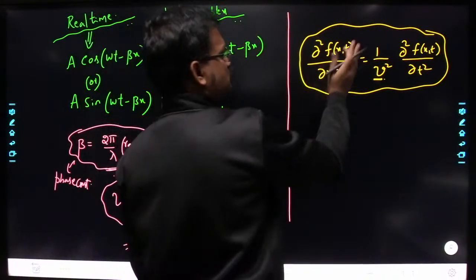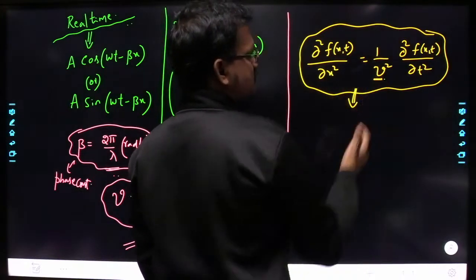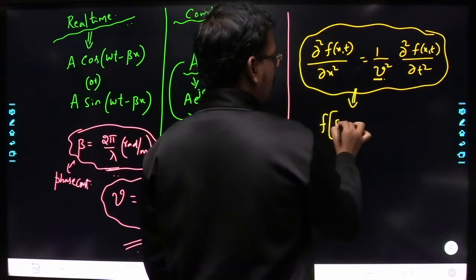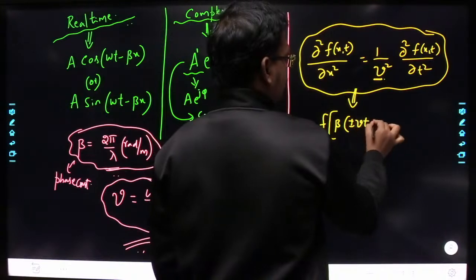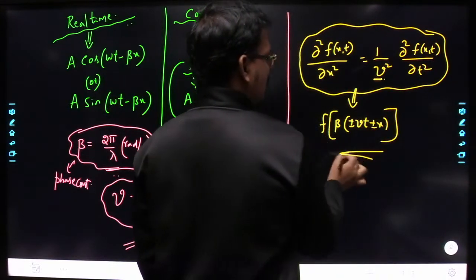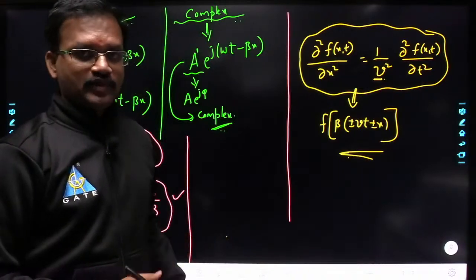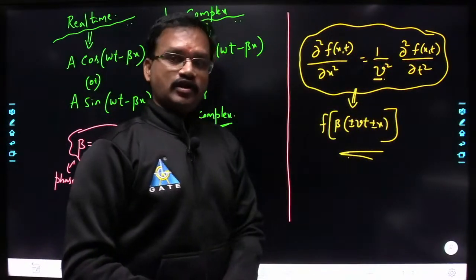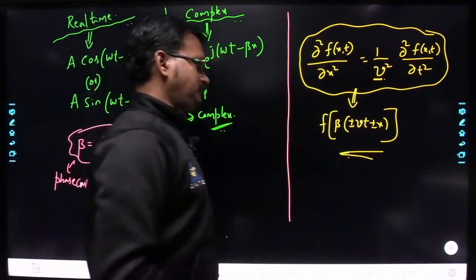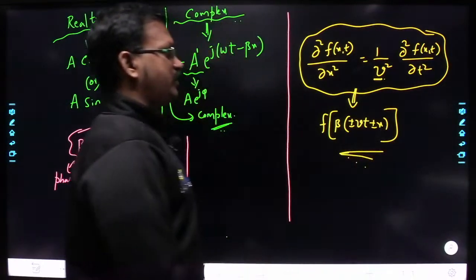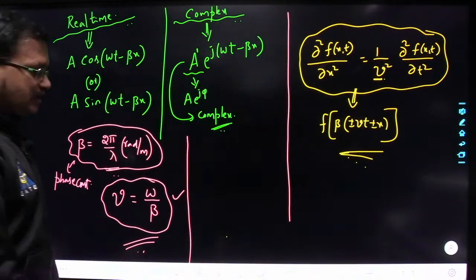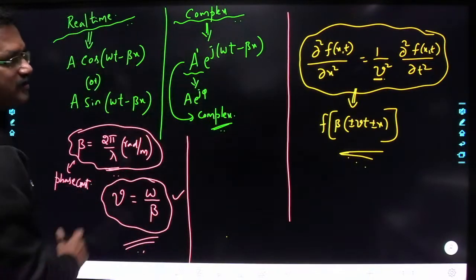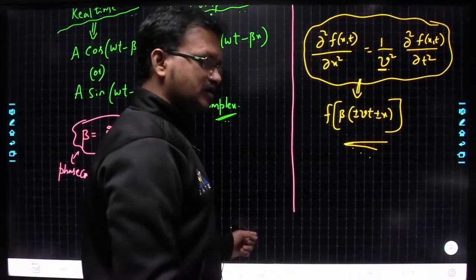What is the solution of this wave equation? The solution is a wave function. Any function of the form f of beta into plus or minus vt plus or minus x will become the solution of this wave equation, yes or no? Any function of this form will satisfy this wave equation. All these things I have explained in the previous sessions, lecture number 50 and lecture number 51.